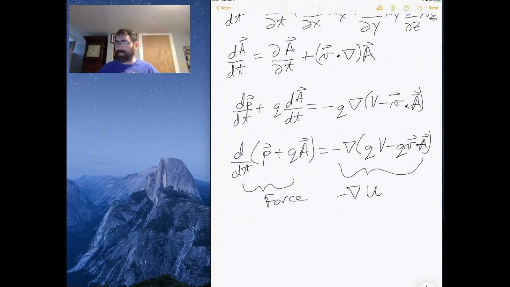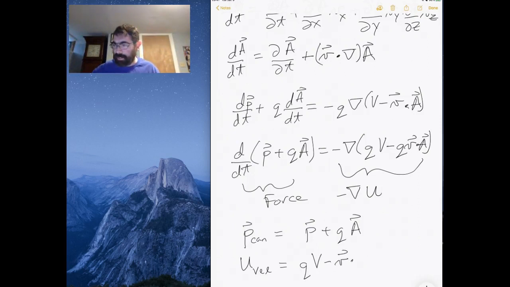So what I have is essentially a force on the left-hand side equal to the gradient of the potential energy, which means I now have what you might call a canonical momentum of P plus Q times A, and a velocity-dependent potential energy of QV minus V dotted into A, or the electric potential minus the velocity dotted into A.